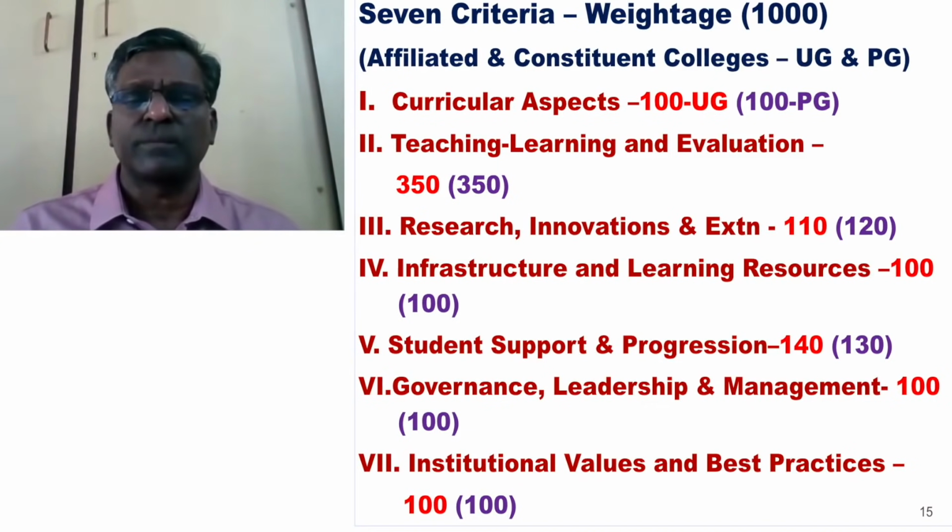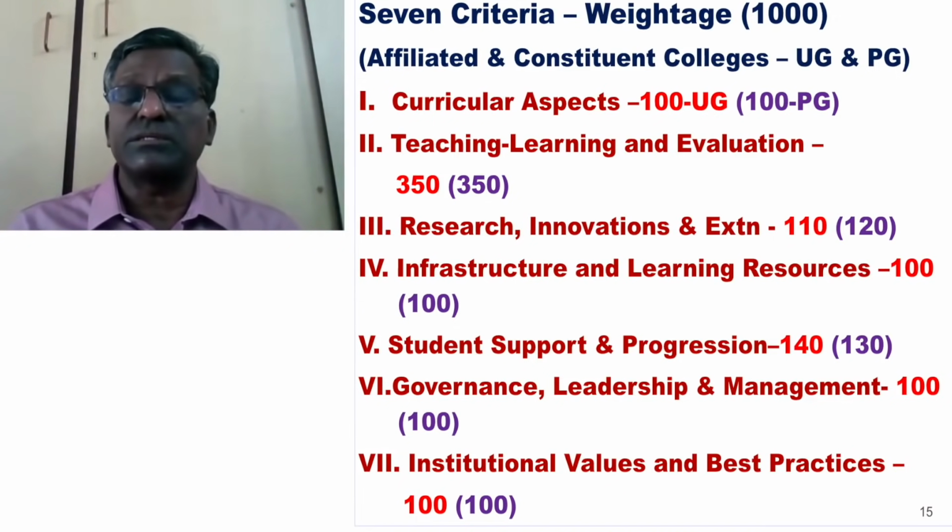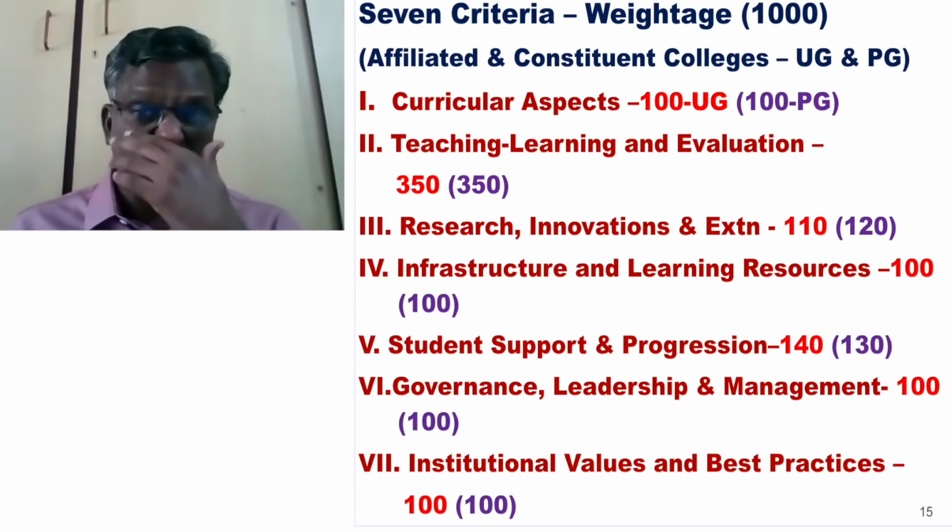In other words, there is only a minor difference between an affiliated and constituent college that offers only UG programs and an affiliated and constituent college that offers both UG and PG programs. There is no major deviation or major difference. There are only minor differences between these two sets of institutions.